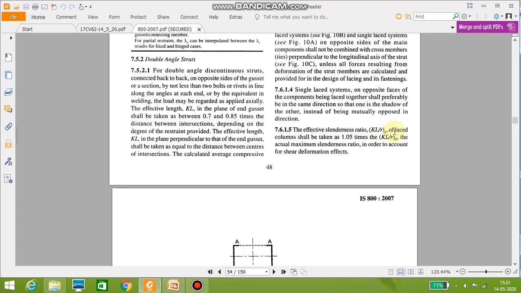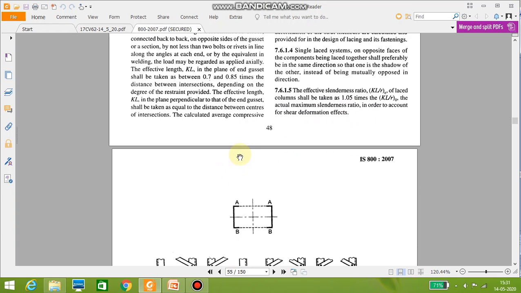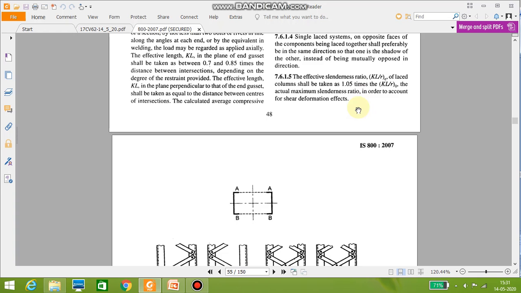The effective slenderness ratio KL/r of a laced column shall be taken as 1.05 times the KL/r0, the actual maximum slenderness ratio, in order to account for the shear deformation effect. So usually we have to take 5% extra of the actual maximum slenderness ratio, and 5% is taken to take care of the shear deformation effect.